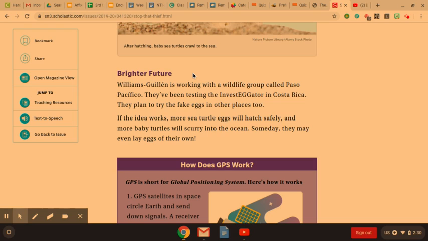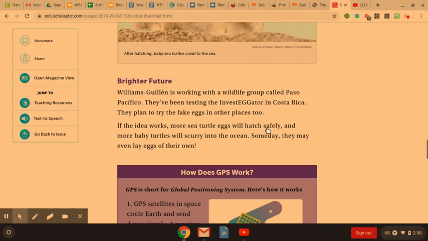Brighter future. Williams-Gillian is working with a wildlife group called Paso Pacifico. They've been testing the Investigator in Costa Rica. They plan to try the fake eggs in other places too. If the idea works, more sea turtle eggs will hatch safely, and more baby turtles will scurry into the ocean. Someday, they may even lay eggs of their own.